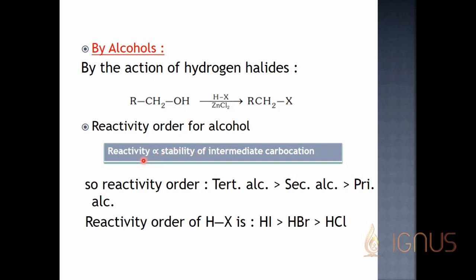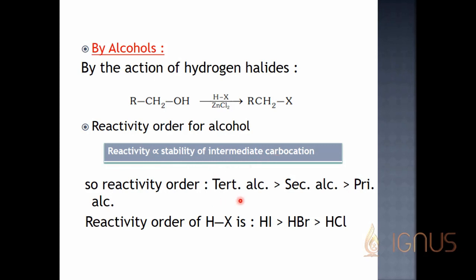Here reactivity is directly proportional to the stability of the intermediate carbocation. Here the reaction will take place via formation of a carbocation. The more the stability of the carbocation, the more the reactivity. We know that tertiary carbocation is highly reactive compared to secondary and secondary is highly reactive compared to primary. Hence, tertiary alcohol will react faster compared to secondary and secondary will react faster compared to primary because tertiary alcohol will give rise to tertiary carbocation. We know that reactivity is directly proportional to stability of carbocation.